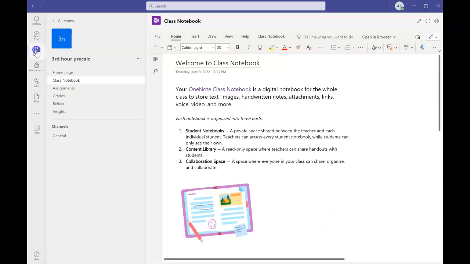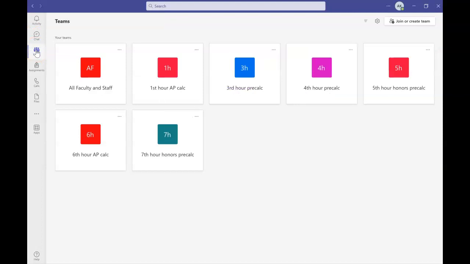Go ahead and open up your Microsoft Teams. This is the one day of the semester we use Microsoft Teams, and it's just to load in our shared OneNote notebooks. So if you go into your Microsoft Teams, you should see a tile called 4th Hour Pre-Calc.